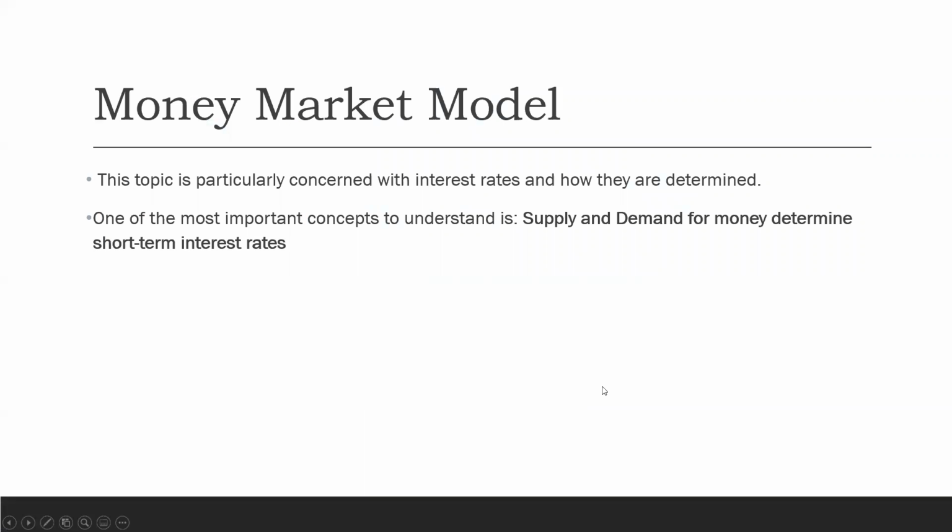So just to start, let's talk about what the money market model is. The money market model is particularly concerned with interest rates and how they are determined. And I guess the key concept of this video is going to be to understand the relationship between supply and demand for money and short-term interest rates.